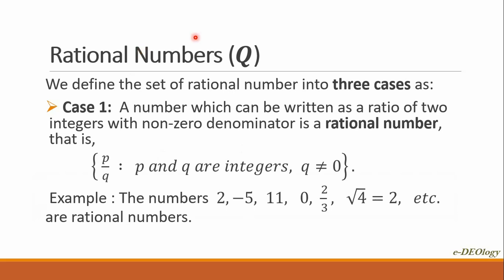The next group is rational numbers, denoted by Q. This time we have 3 cases for a rational number. The case 1 is a rational number can be written as a ratio of 2 integers with non-zero denominator. It means it is denoted by P over Q, where P and Q are integers, and of course the Q cannot be equal to 0. Examples are the numbers 2, -5, 11, 0, 2 over 3, this is a fraction. Square root of 4 can be simplified into a positive 2, and other rational numbers. So these are the examples for this case 1, and this falls under rational numbers.